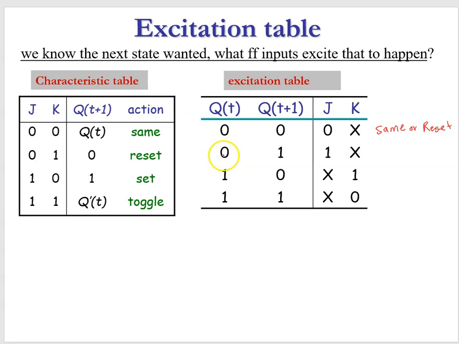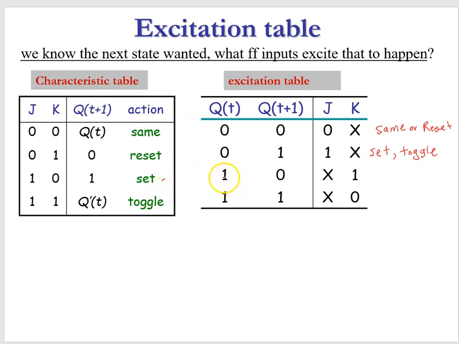So if our present state is 0 and we want to go to 1, well, we could do that by setting, or we could do that by toggling. So set and toggle are our two options. Our J has to be a 1, but again our K could be either 0 or 1, and that would do either set or toggle.